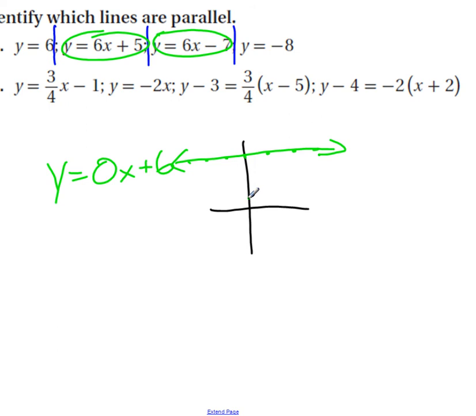Okay. What about this line y equals -8? What would that look like? 0x minus 8, so that would also be a horizontal line. So are they parallel? Yes.